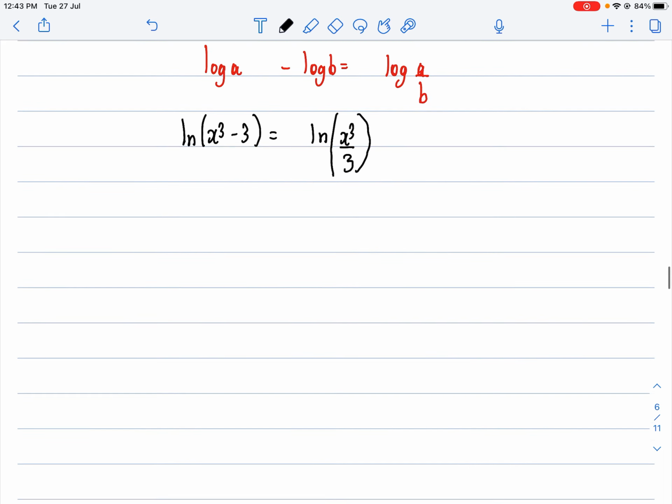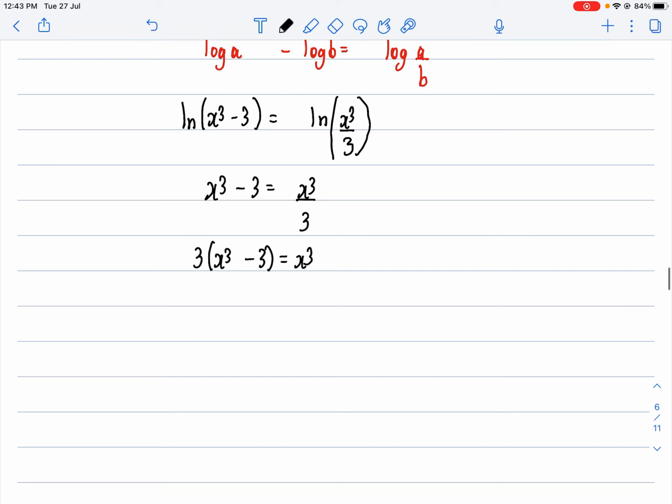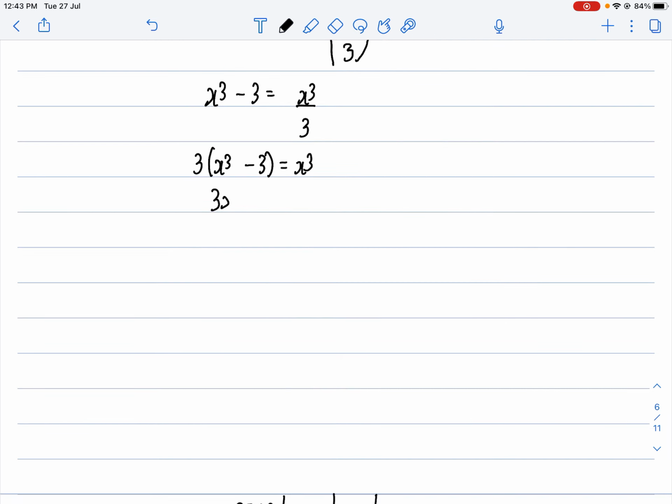Correct? Now I can simply cancel ln on both sides and write this as x cube minus 3, which is equal to x cube over 3. So I can write this as 3 into x cube minus 3, which is equal to x cube. Then I can write this as 3x cube minus 3 into 3, which is 9, equals x cube. So here I can write this as 3x cube minus x cube, which is equal to 9. So here I basically get 2x cube, which is equal to 9.